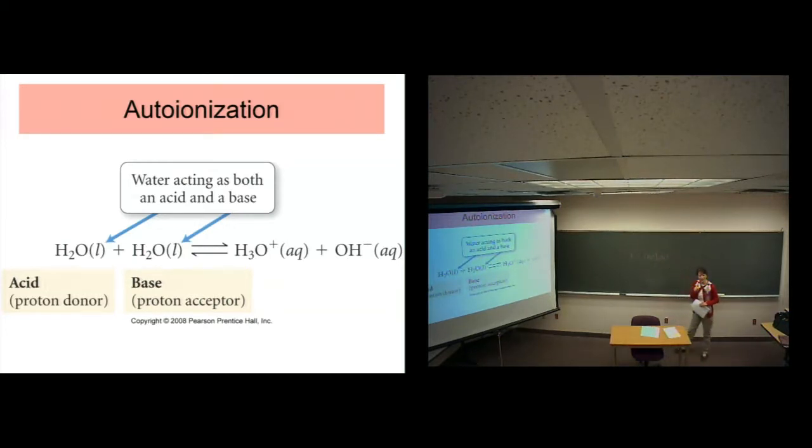So this is going to be our equilibrium expression, and we're going to call this K, we're going to say Kw. And what do you think the W is going to stand for? Water, exactly. So this is the ion product constant for water. And it is a constant. Kw is a constant, and the constant is 1.0 times 10 to the minus 14. That is the ion product constant for water.